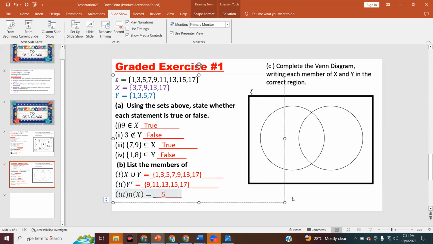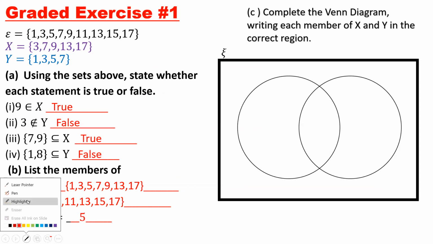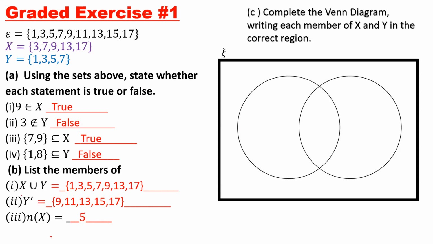Okay, perfect. Next, we have to complete the Venn diagram. What is the first thing that we're going to do when we complete this Venn diagram? Start with the intersection, right? So what number or numbers are part of the intersection? 3 and 7, very good. So let's put that in the intersection, 3 and 7.